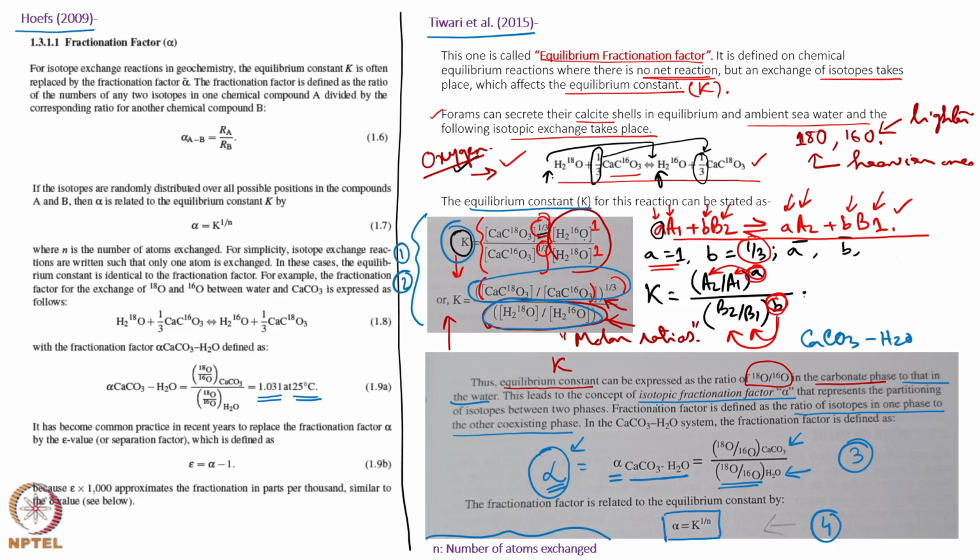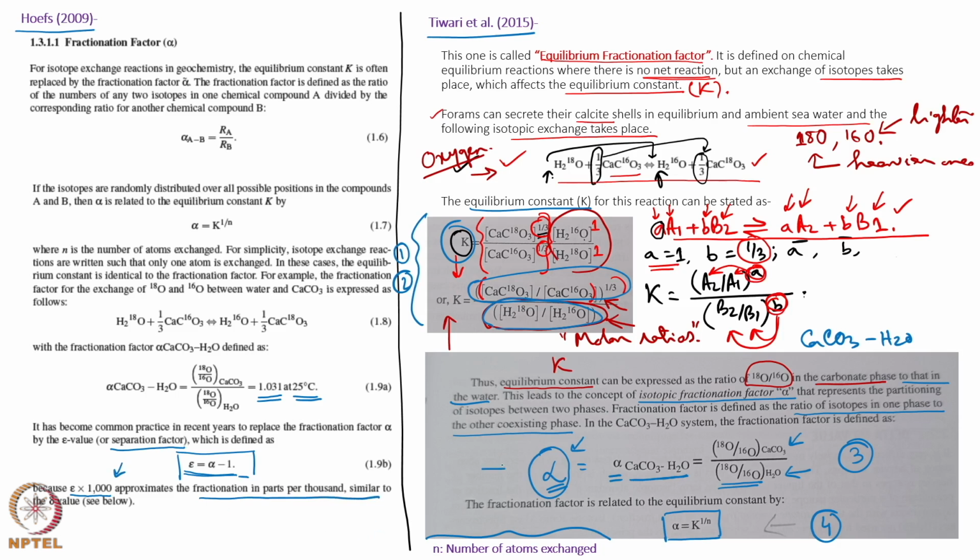After the isotopic fractionation factor has been defined, let us look at another term, the separation factor, which is given by epsilon equal to alpha minus 1, and epsilon multiplied by 1000 approximates the fractionation in parts per thousand, because it has been multiplied by 1000.